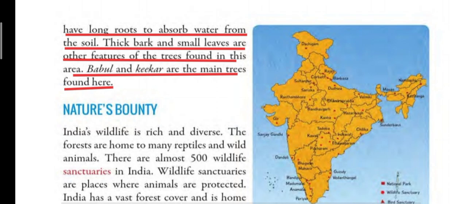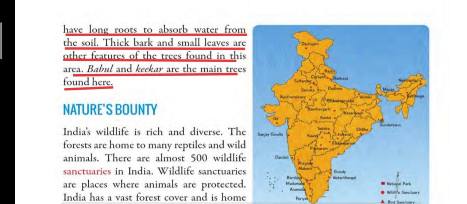Now, what are the two important features of the trees found in desert areas? So the two important features are, first is that the trees or the plants have got very long roots so that they can easily absorb water from the soil. And second important feature is that the trees have got thick bark or thick outer layer which is known as bark, and they also have small leaves. So children, these are the two important features of the trees found in desert areas.